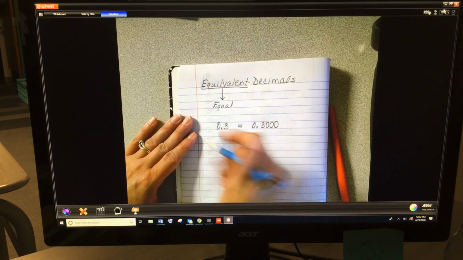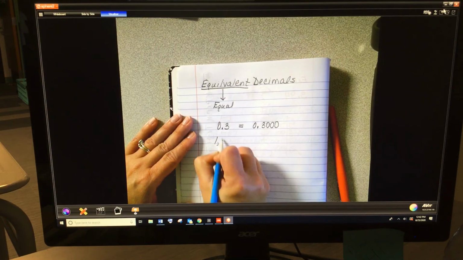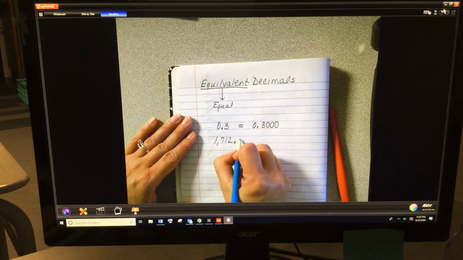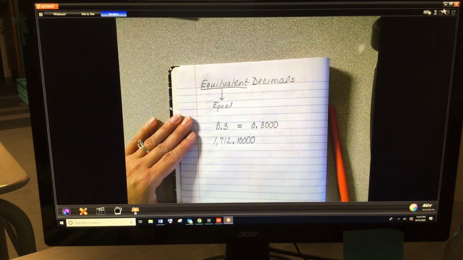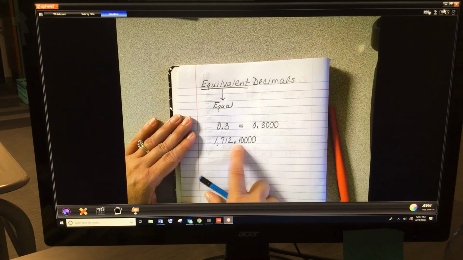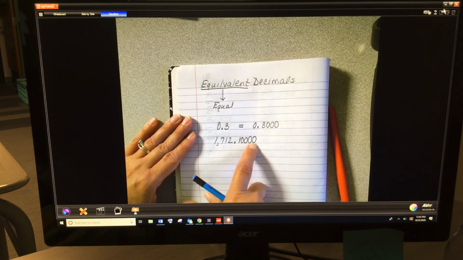Okay? We could have 1,712 and 1/10. Is that still 1/10? Yes. Or could it be 10,000? Tenths, hundredths, thousandths, ten-thousandths, hundred-thousandths? But do these zeros, if we wrote them in expanded form, would we use those?